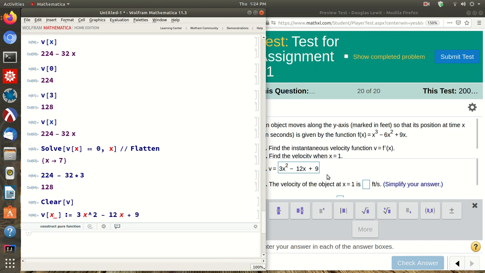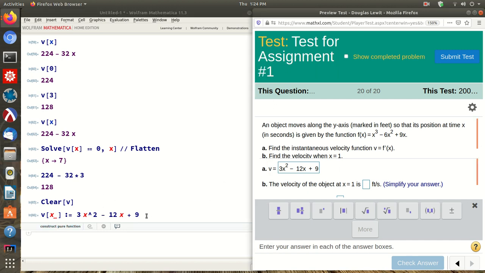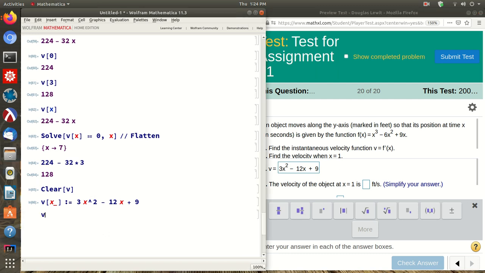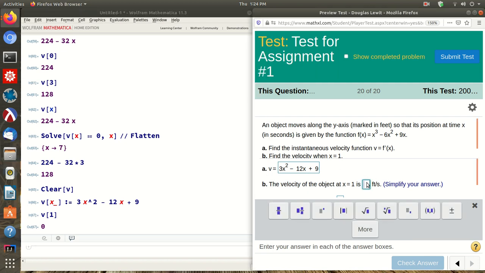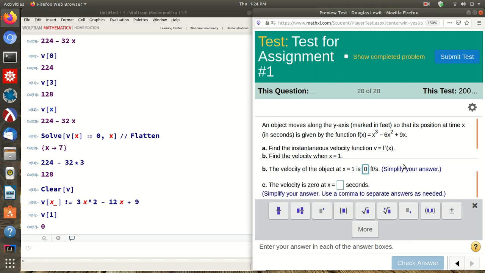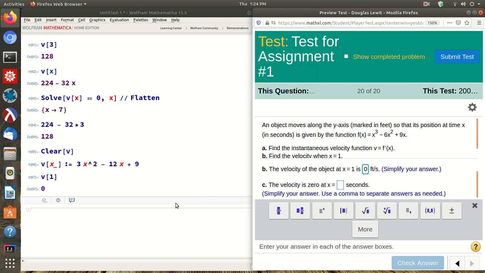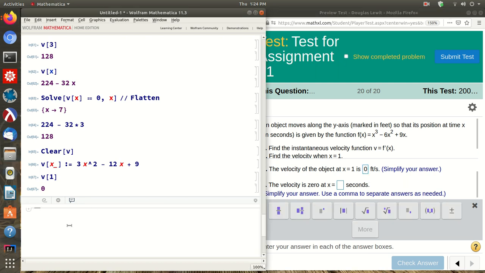Okay, and the velocity of the object when x is 1 second. I hear my dog coming by. That's going to be 0. And the velocity is 0. Well, the velocity is 0 when x is equal to 1 second, although, let me see, there could be another answer. So the velocity of the object at x equals 1 is 0. So solve V of x equals 0. What is x?